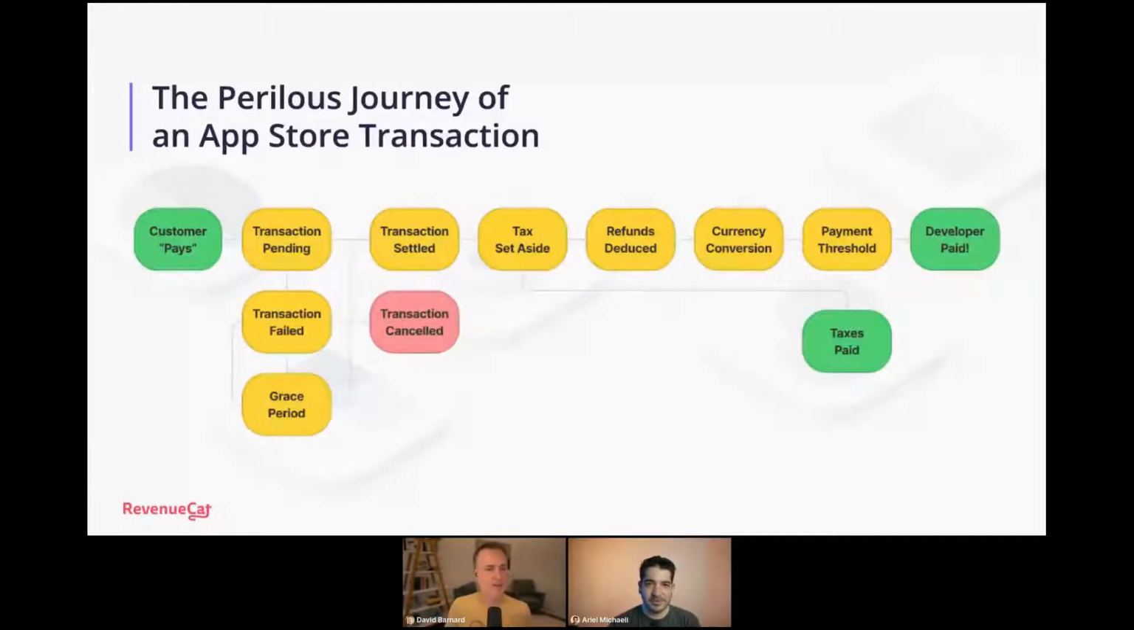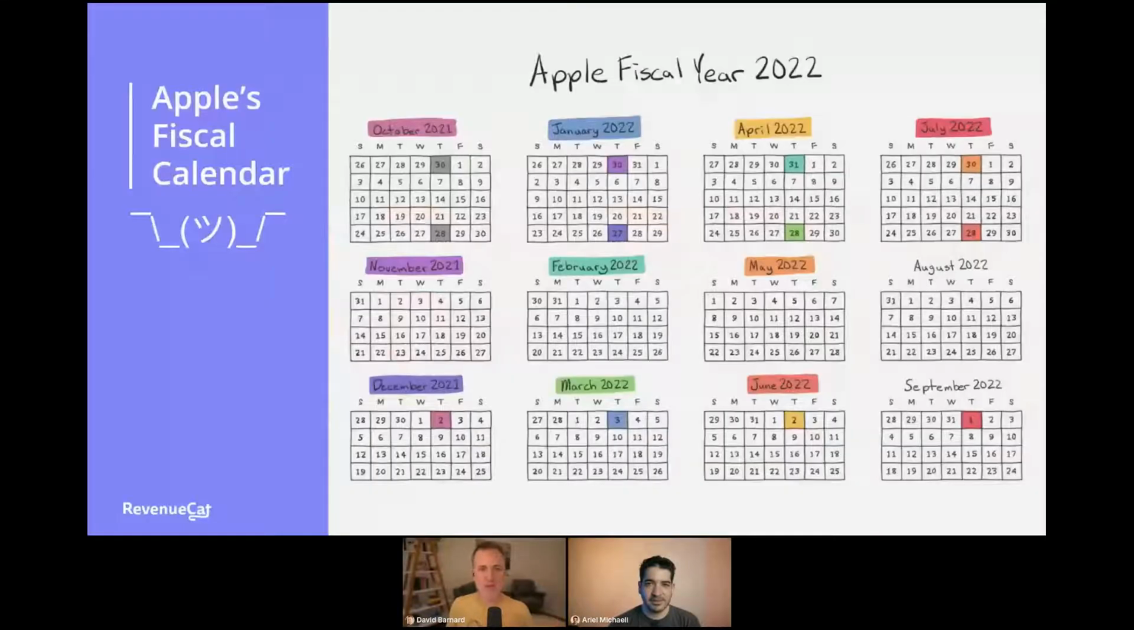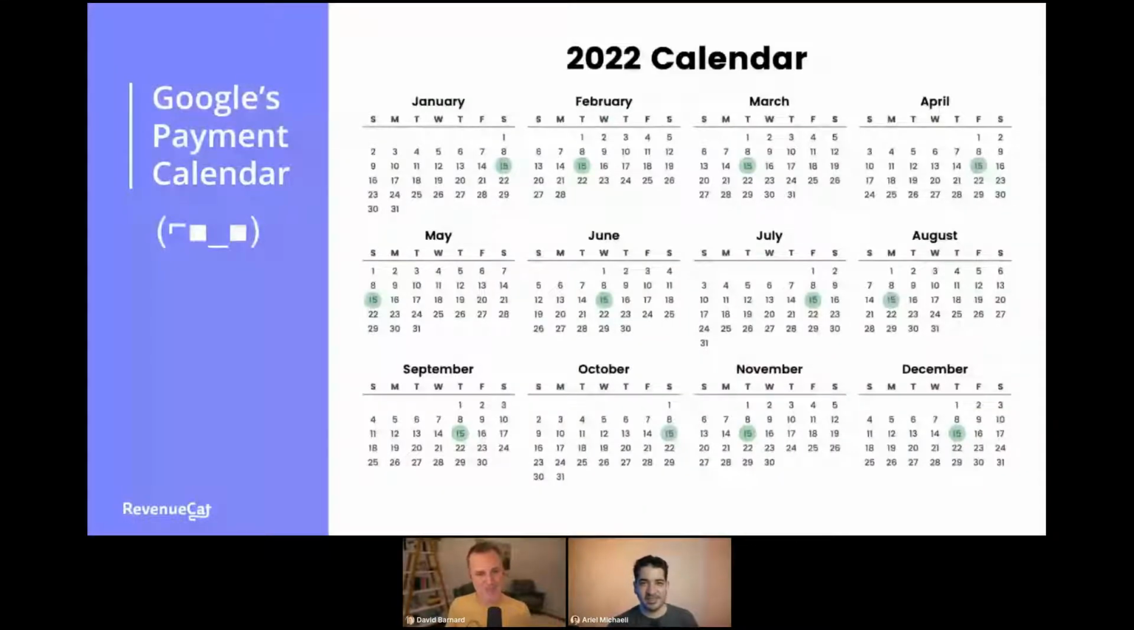And then Ariel, tell us about Google's payment calendar, which is actually nicely much more simple. Well, it's a calendar, number one. Apple's calendar is basically a bunch of weeks, if you think about it this way. It's a bunch of weeks kind of clumped together in a way that made sense to Apple's investor relations, which is really how all this happened. This is Apple's own fiscal calendar of how they report their earnings. And that's why they have it in a way.